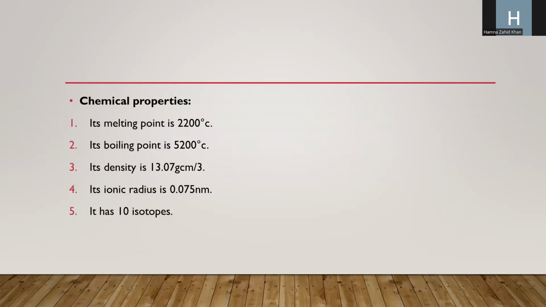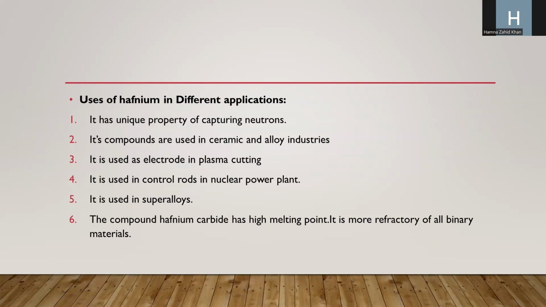Its melting point is 2,200 degrees centigrade, its boiling point is 5,000 degrees centigrade, its density is 13.0 grams per cubic centimeter. It has 10 isotopes. Uses of hafnium in different applications.